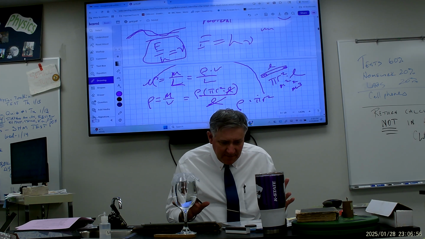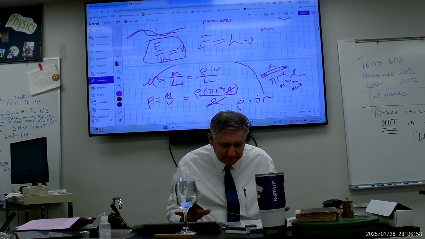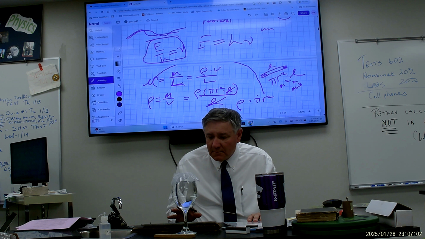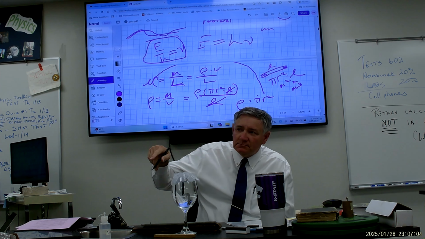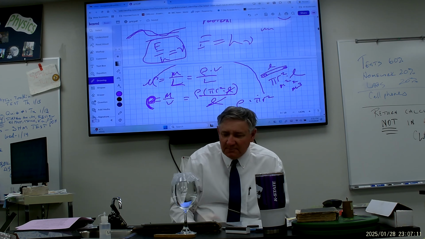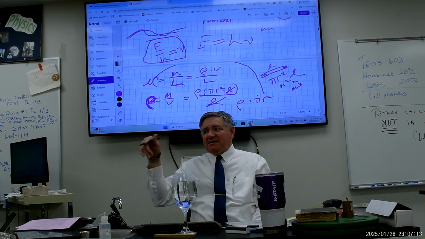Got that, got that, got that. What? Why is density a P? It's a Greek letter rho. Yeah, it's technically the Greek letter rho. It's not P, it's a Greek letter rho.